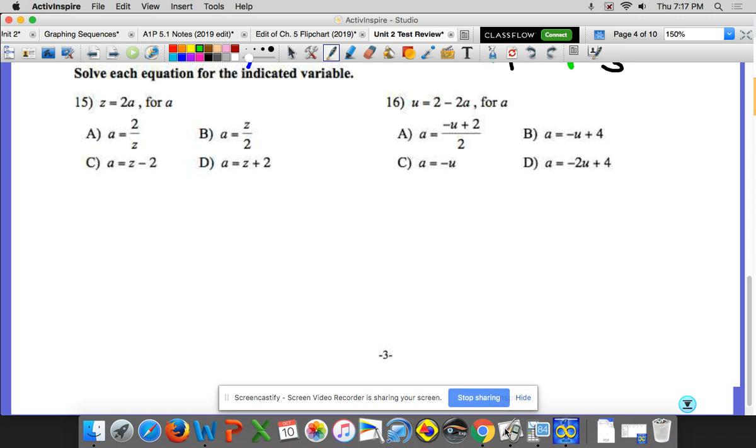All right, so here we are starting number 15, and as we move into 15, 16, 17, and 18, there's something that we have to understand. The directions change, and the reason for that is because now we are moving on to literal equations. So if we remember, literal means letters.